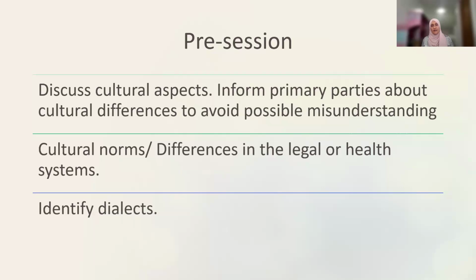Identify dialects. Many languages have different dialects, so check with the interpreter whether they speak the same dialect beforehand. For example, an interpreter speaking Arabic doesn't necessarily interpret for all Arabic-speaking clients, because African Arabic is different from Levantine or Middle Eastern Arabic. Make sure that the interpreter is aware of it. I'm pretty sure this applies to all languages that have different dialects.